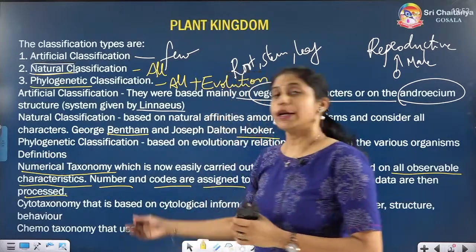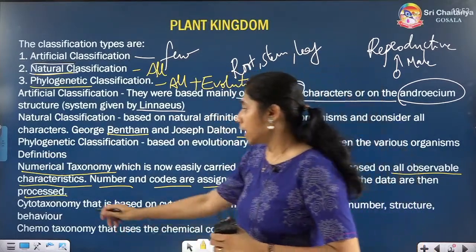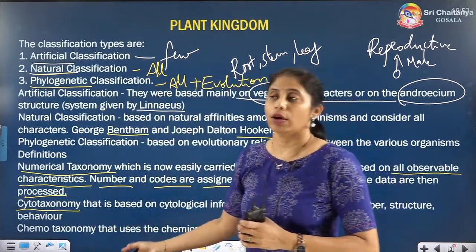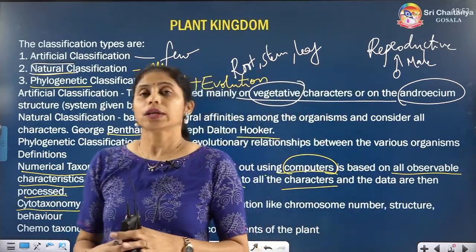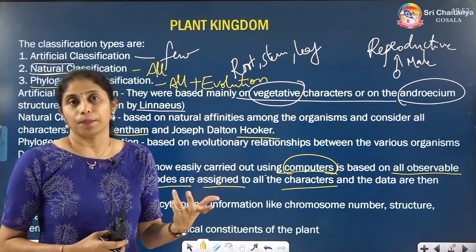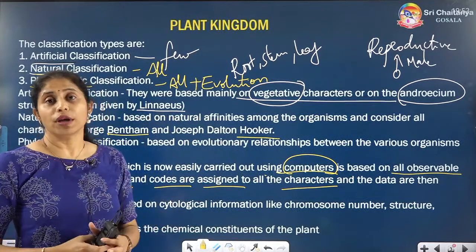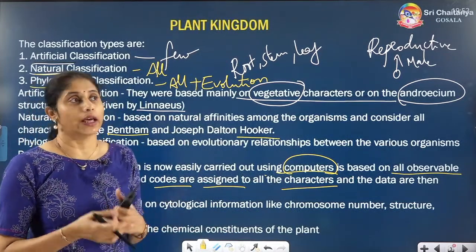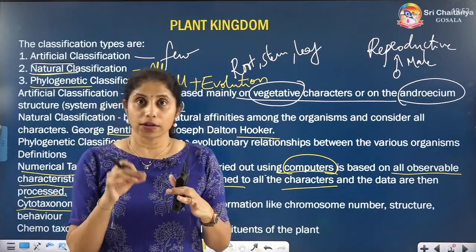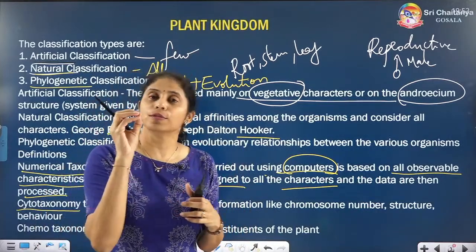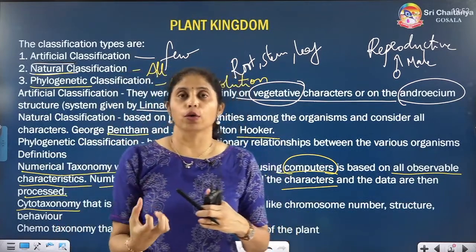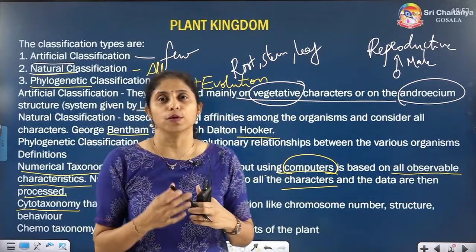The next one, cytotaxonomy. Cyto means cell, basically cell, like cytology. So cytotaxonomy means whatever is there inside the cell. In cytotaxonomy, we have the cytological information, like in the cell, particularly the nucleus, where chromosomes will be there. So the chromosome structure, how it is, what kind of behavior is shown by the chromosomes, how many chromosomes we have.